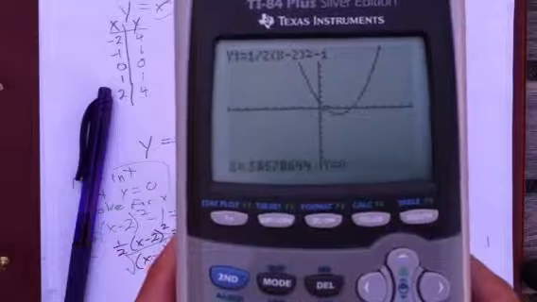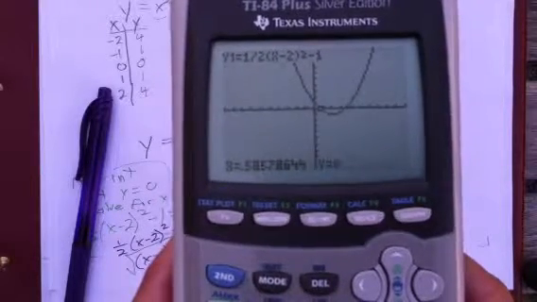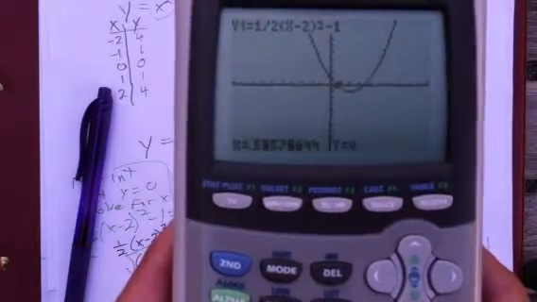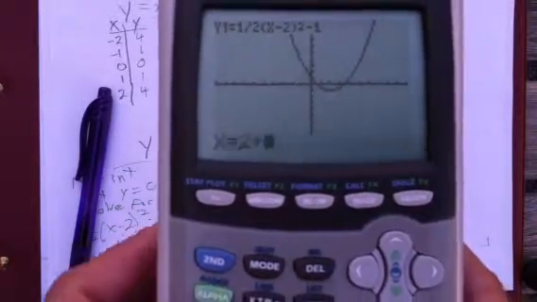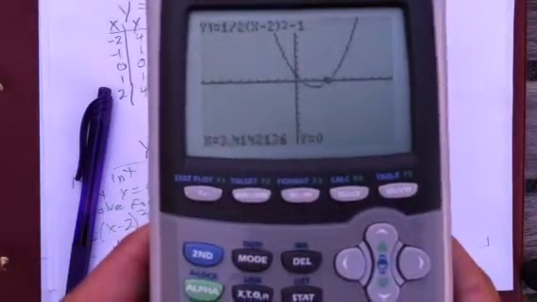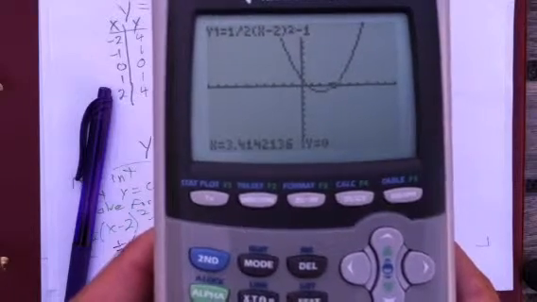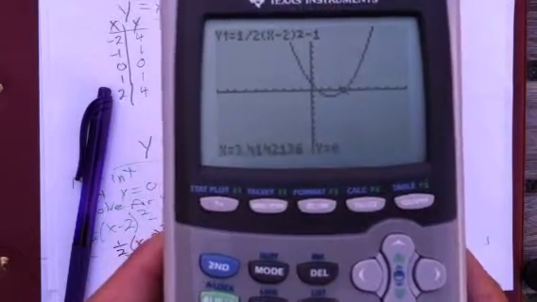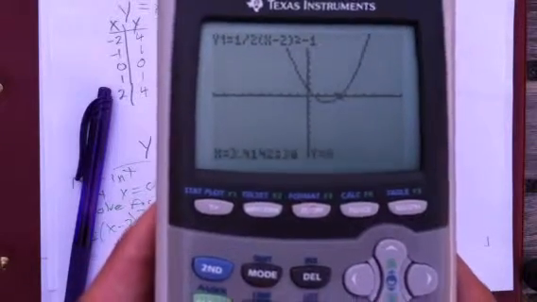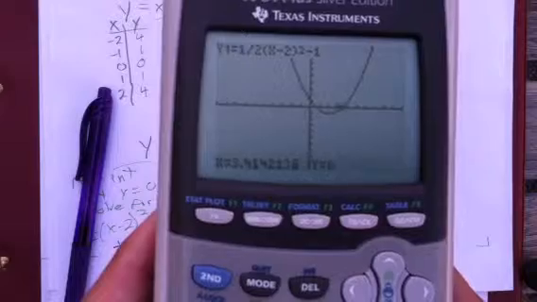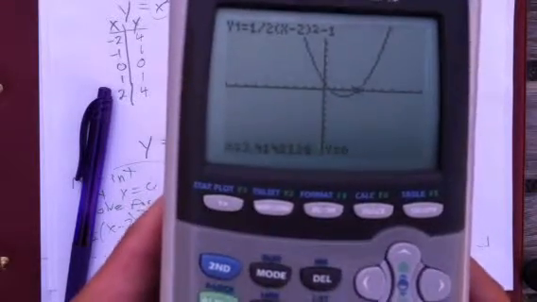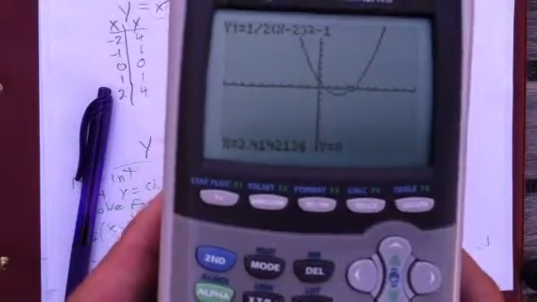Enter. Calculator says, hey, yeah, that's about 0.59, and y is 0 there. Cool. The other one should be 2 plus the square root of 2. Close parentheses. Enter. Bingo. Calculator tells me it's approximately 3.41, and y is 0 there. So I have found the x-intercepts, which are also called the zeros of a function. So this function has 2 zeros. We know them exactly: 2 plus or minus the square root of 2, or approximately 0.59 and 3.41. Kind of neat.